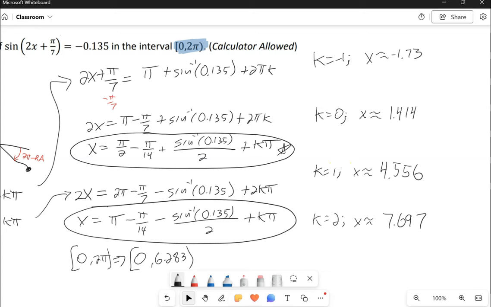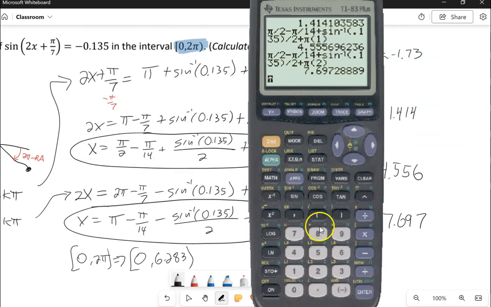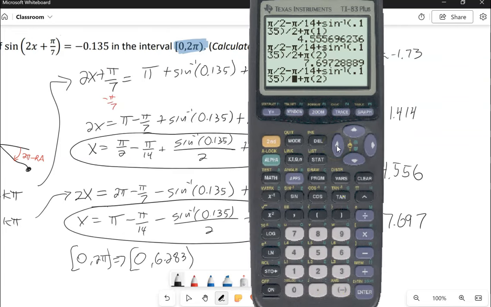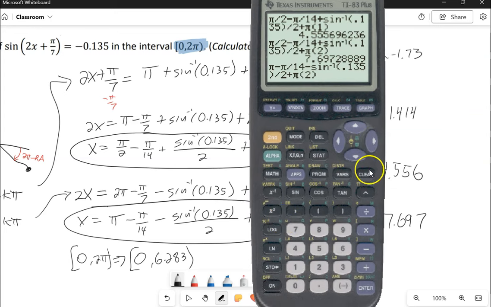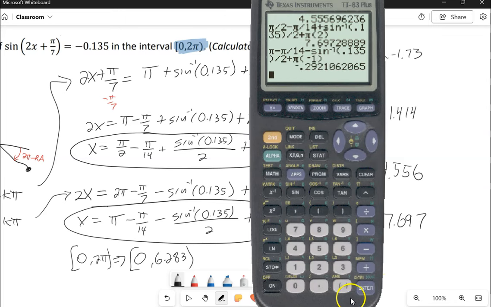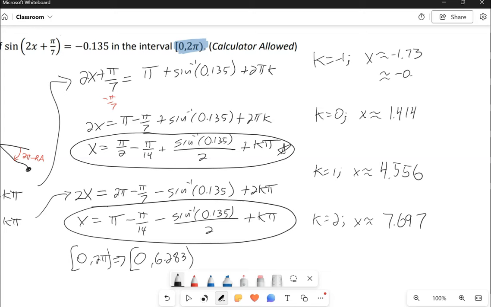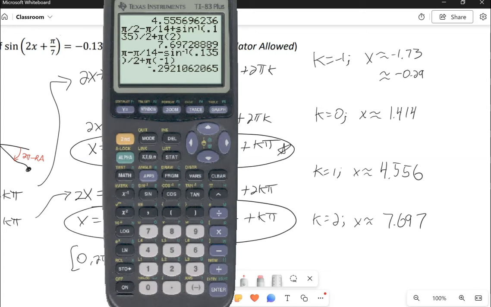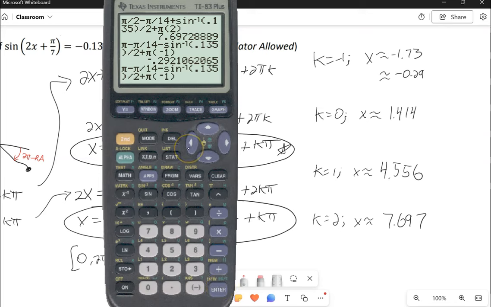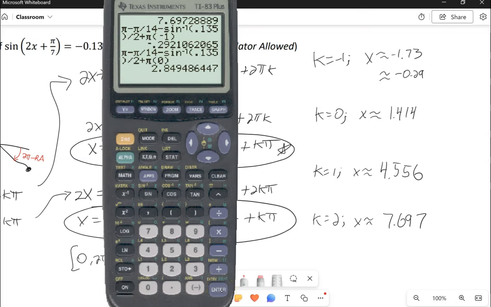Okay, now for the second one. Let's see what it would take to adjust this. So we don't have pi halves, we have pi minus pi 14ths minus arc sine divided by 2 plus k pi. So let's change this back to -1 and look at that one. Also negative, not the one we want. Let's let k equal 0. 2.849.